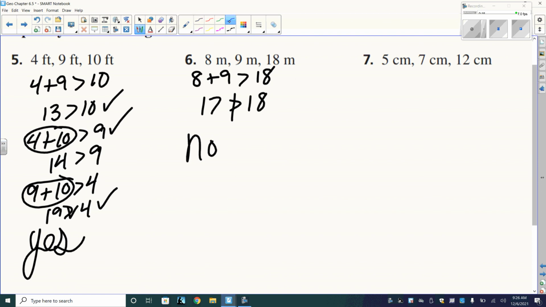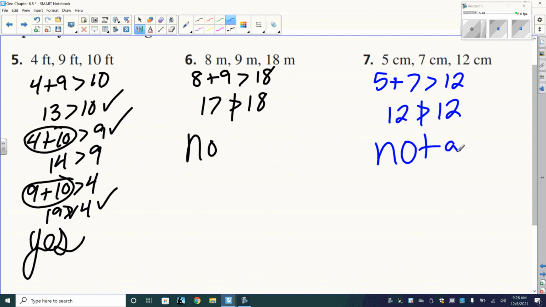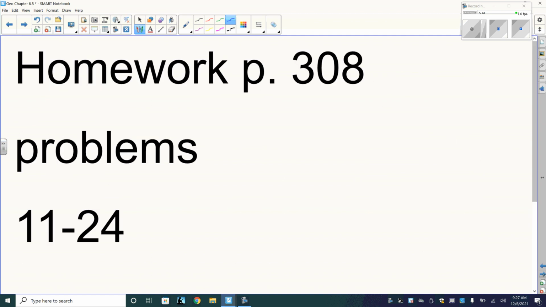We ready for the last one? 5 plus 7 is greater than 12. No. This one here would actually work out to be a straight line. Questions on this here? So go on and copy this down. I will write it down on the board.